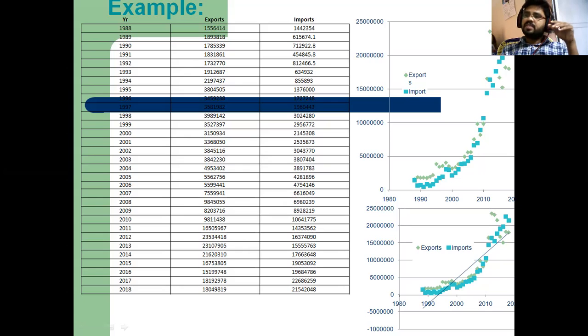So on the basis of this graph or dots, we can come to know that both variables are moving together. That is called positive correlation, because there is a positive direction. But we cannot come to know how much positive, nothing but whether it's a 60% or 90% correlation existing between exports and imports.